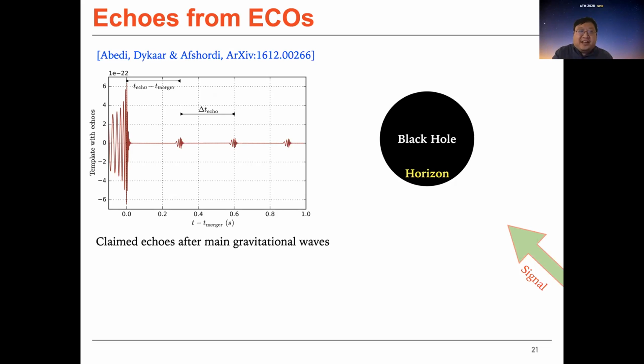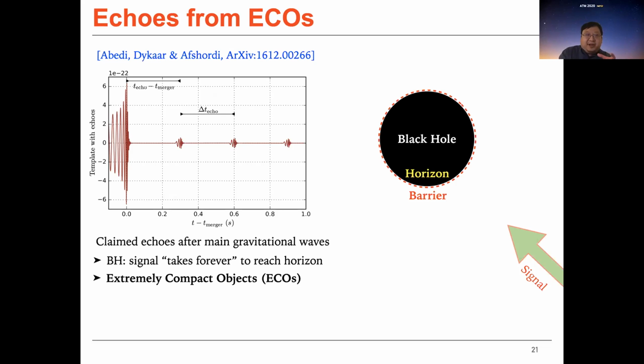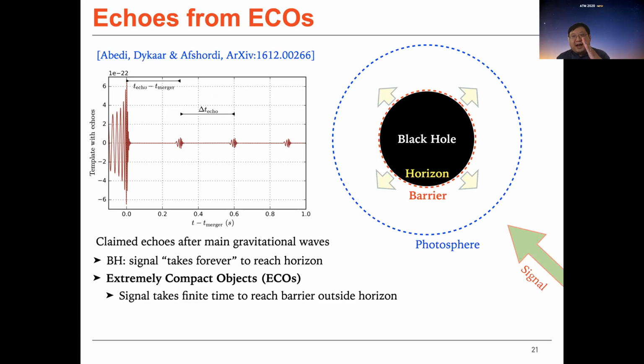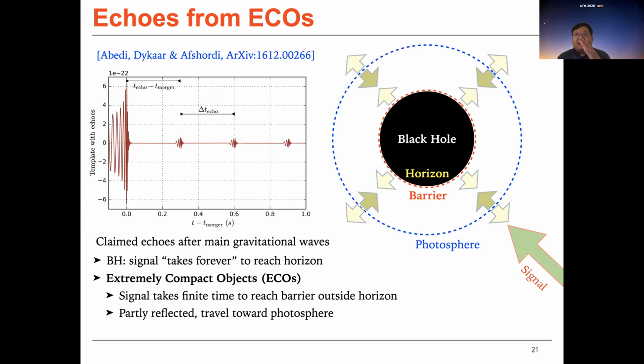Their explanation is that if you have some signal, some gravitational wave that propagates towards the final horizon, and if the black hole is not a true black hole but has some kind of surface corrections near the horizon, maybe these waves can be reflected from that barrier. But then these waves that are reflected actually get turned back by the photosphere of the black hole, and some of them will pass through the photosphere.